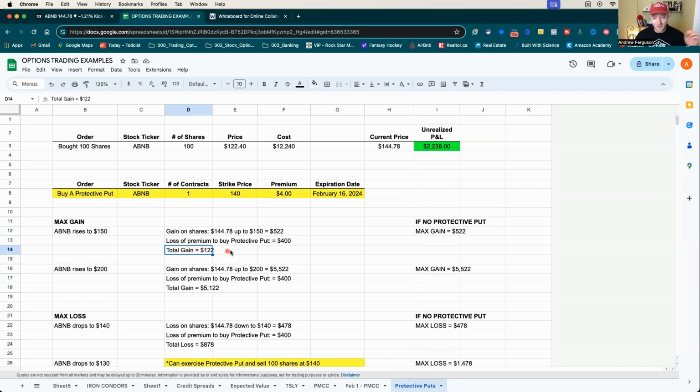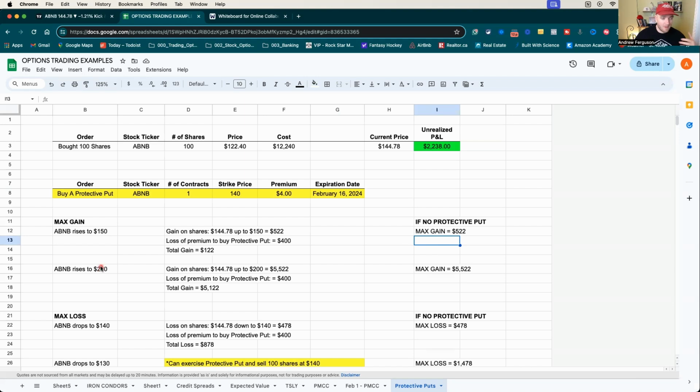If you compare that to not buying a protective put, your maximum gain obviously is just this top line here. You don't have any subtraction of this because you didn't do it. So your max gain, if no protective put, would be 522. So you see how it limits your upside on this kind of trade.